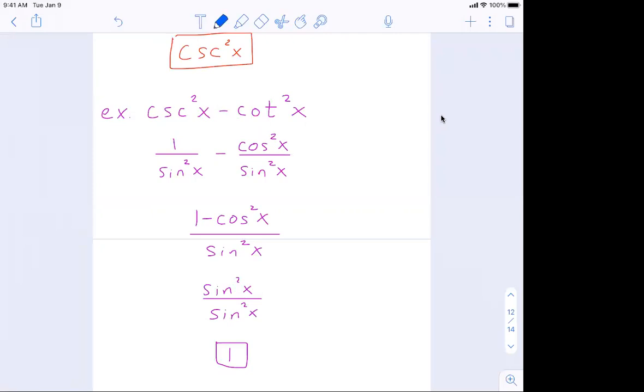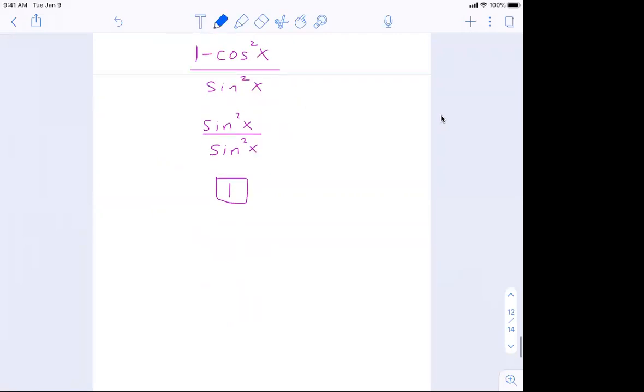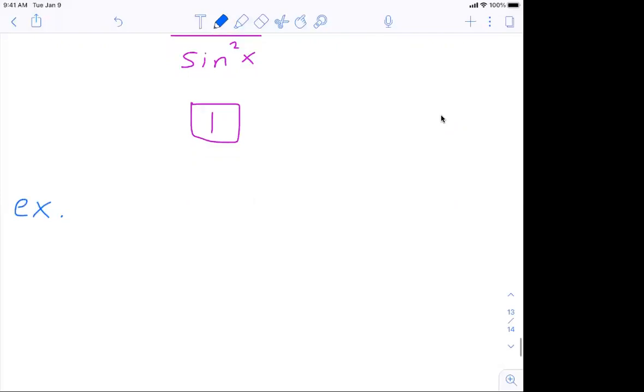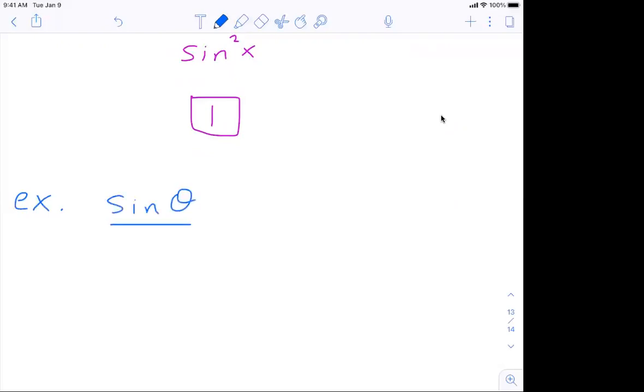All right, let me try one more together. I'm going to have you guys try some on your own. And, you know, I just would encourage you to give them a shot. I do not expect everybody to get them all right. That would be highly unlikely if that happened. But hopefully we can make some strides here. Let's try and simplify, let's say, sine of theta over cosecant theta.